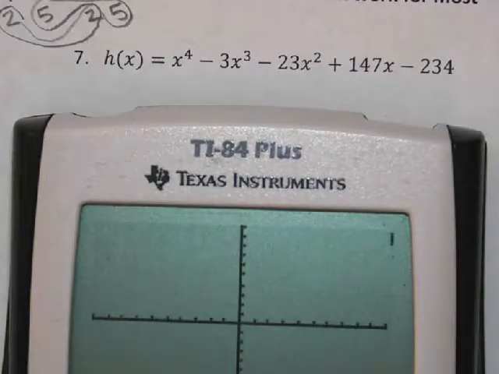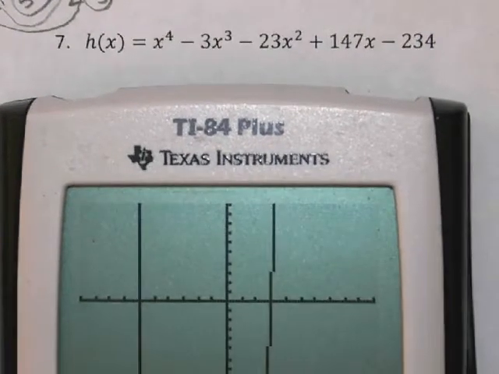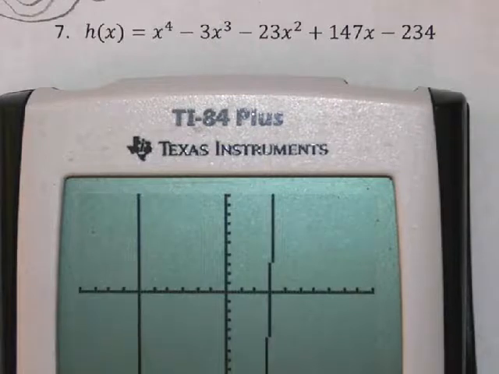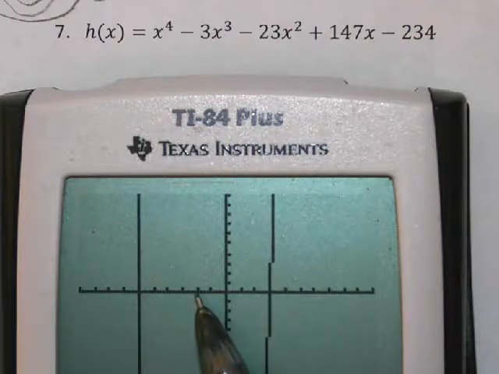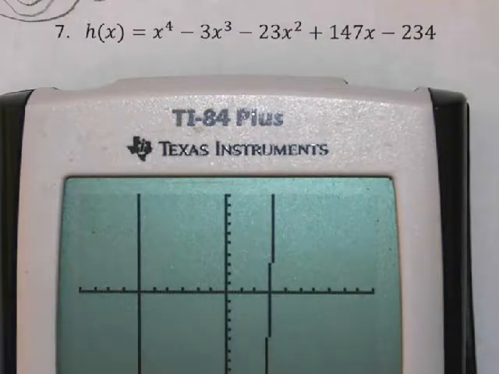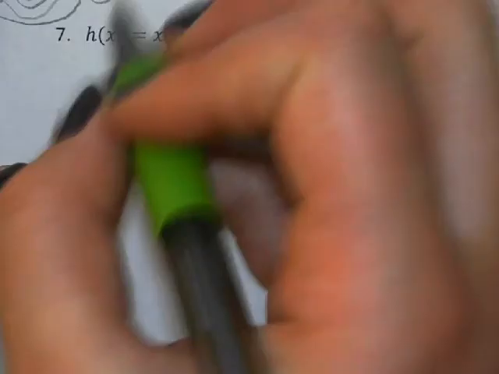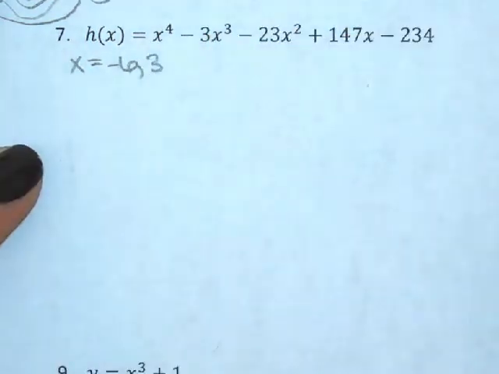Do I have to mess with my window so I can see the whole thing? No, I don't care to see the whole thing. What do I need to be able to see? The x-intercepts. All right, so what do we think the x-intercepts are? 3 and negative 6? Okay, so I'm going to write down on my paper my predictions are negative 6 and 3.